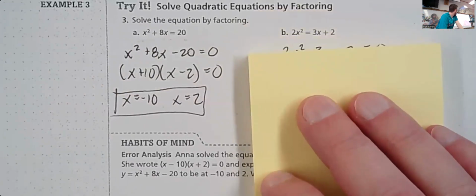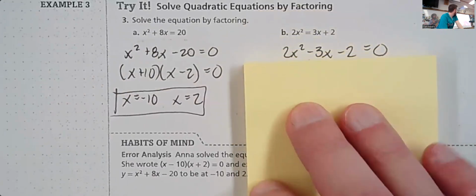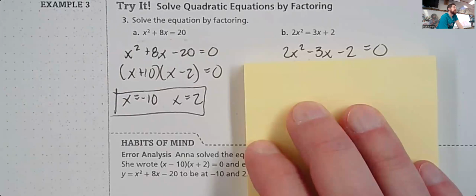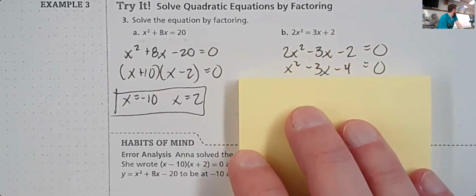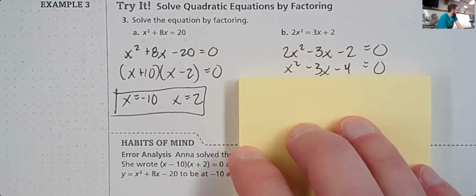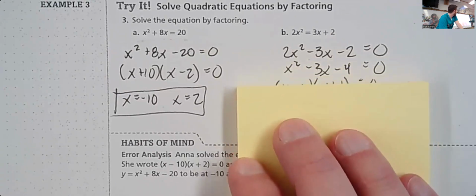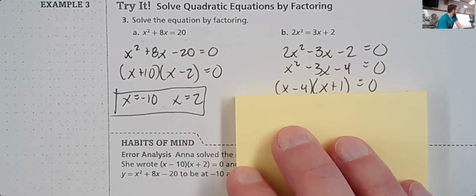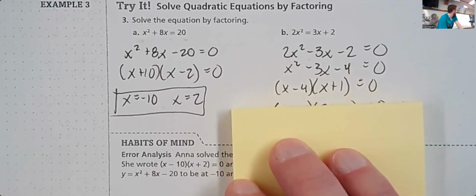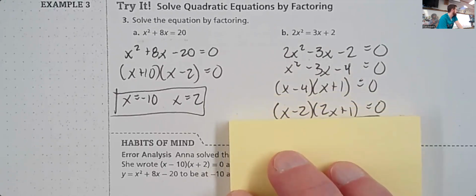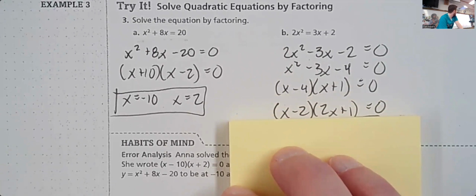For B, we wrote 2x squared minus 3x minus 2 equals 0. So first thing we need to do here is multiply the 2 times the negative 2 at the end to get x squared minus 3x minus 4. Then we're going to factor that and get x minus 4 times x plus 1 equals 0. Then we have to divide both of those numbers in the parentheses by 2, and that will end up factoring to x minus 2 times 2x plus 1. So you have to use the slip and slide method on that one.